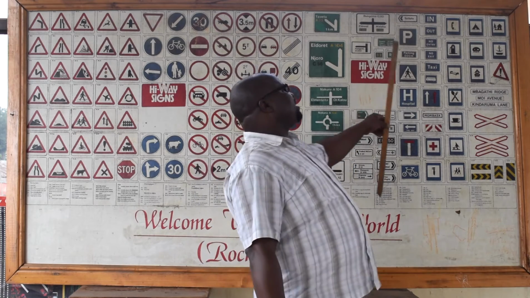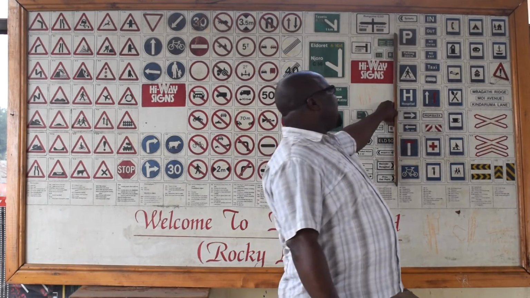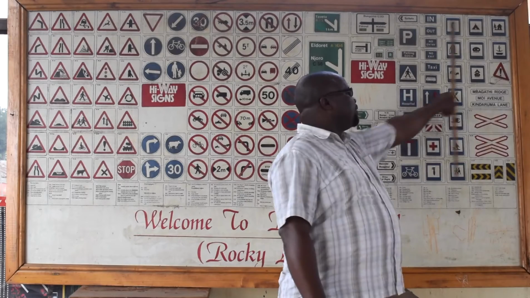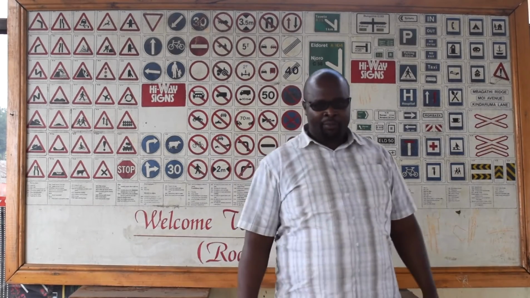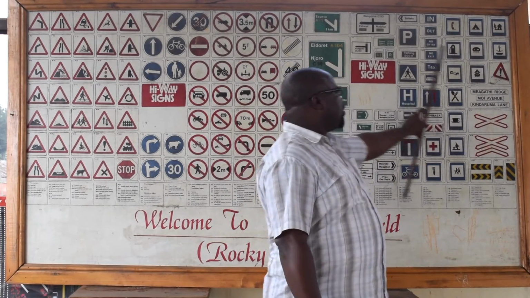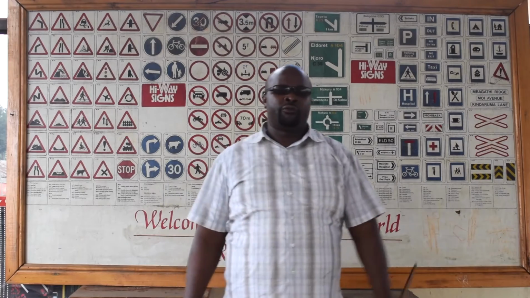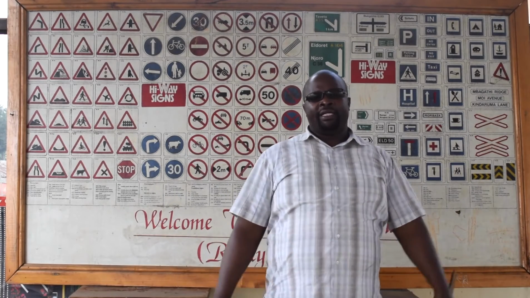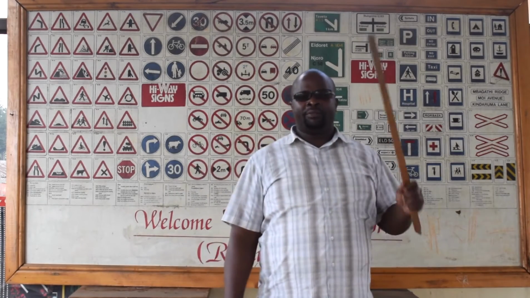Then subgroup number three, from this side to that side, we'll call it facility signs. The main function of group C as a whole is to give information of any facility that may be found at that particular place.